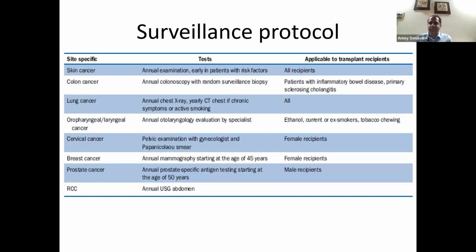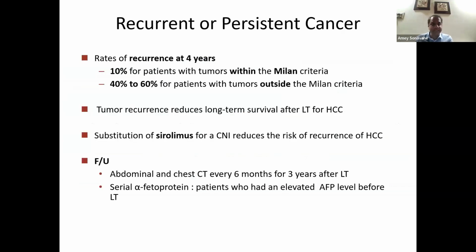So this is how we do surveillance post-transplantation, especially 2, 3, 4 years after transplantation, when the chances of developing malignancies increase. We all know that if a patient has been transplanted for an HCC, and the patient is within the Milan criteria, the chance of recurrence at 4 to 5 years is around 10%. But if the patient is outside the Milan criteria, it's very high.